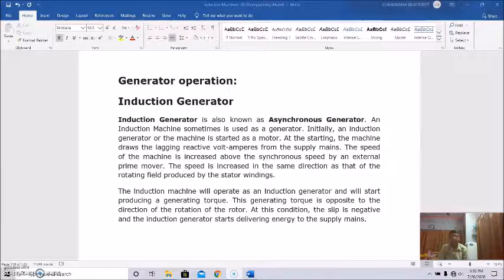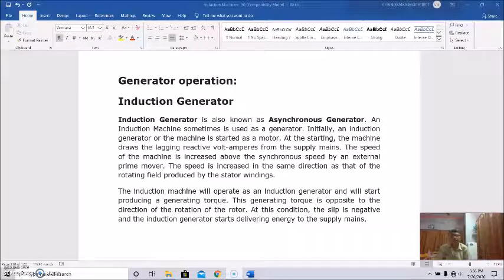And the induction machine will operate as an induction generator and will start producing a generating torque. This generating torque is opposite to the direction of the rotation of the rotor, and at this condition the slip is negative and the induction generator starts delivering energy to the supply mains.